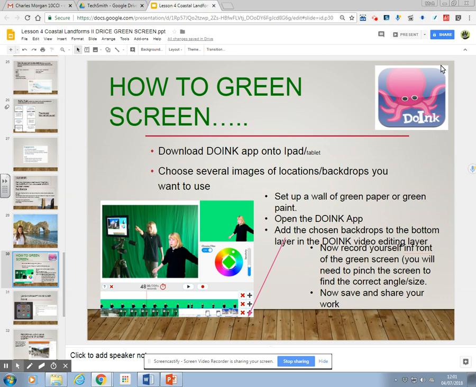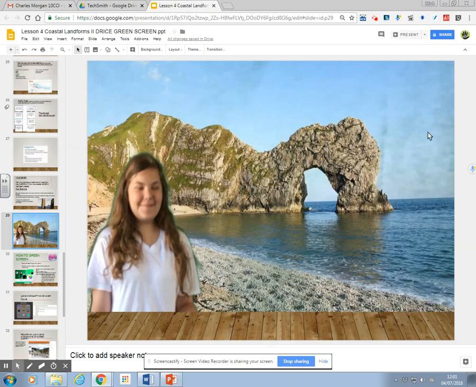Just download the app Doink onto your iPad or tablet, and it is simply just add the image and then video the pupil standing in front of a green board, a green screen. I might just use some green backing paper on my interactive whiteboard, and it very quickly takes literally a few minutes. Again, I can't show you Libby's. I'll try to add the link in somewhere onto the folder for you to listen to it.